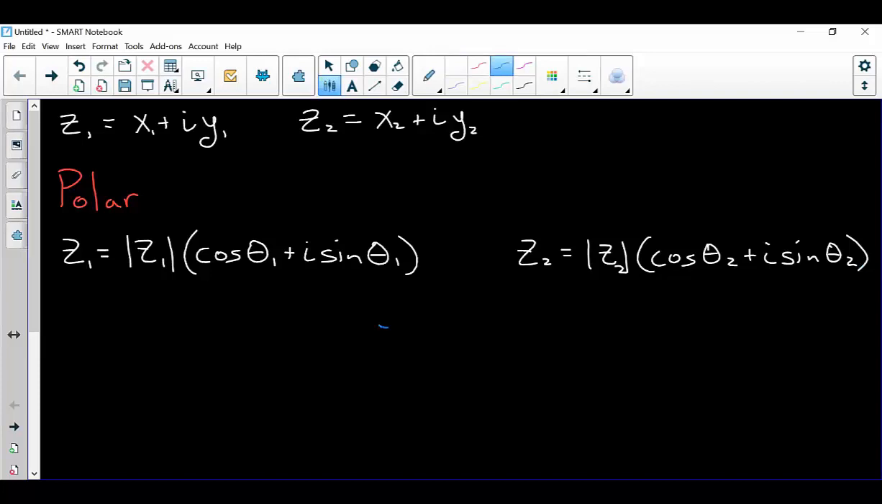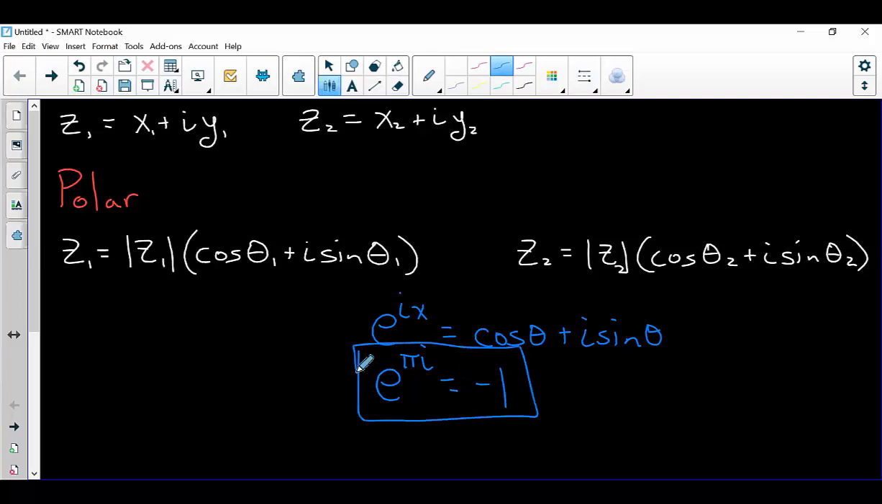We took a look at this and we said, okay, e to the i theta equals cosine theta plus i sine theta. This is something we noticed last time. Remember, we did the power series expansions for sine, cosine, and e, and we came up with this formula. And I said, what if we put a pi in place of x? And we had e to the pi i equals -1. And remember I talked about how that was so super cool.